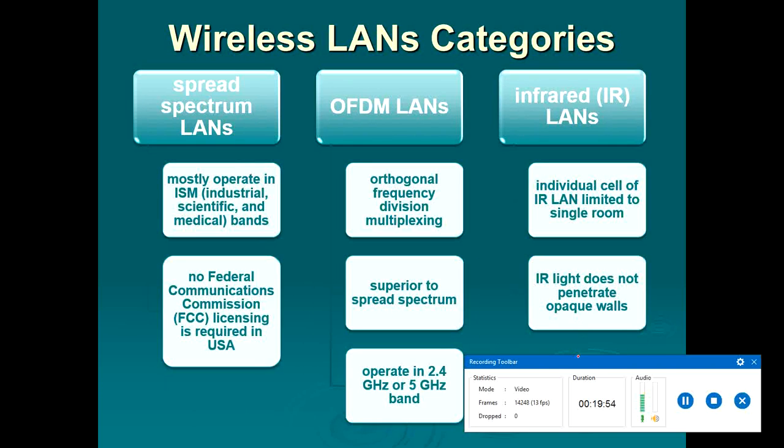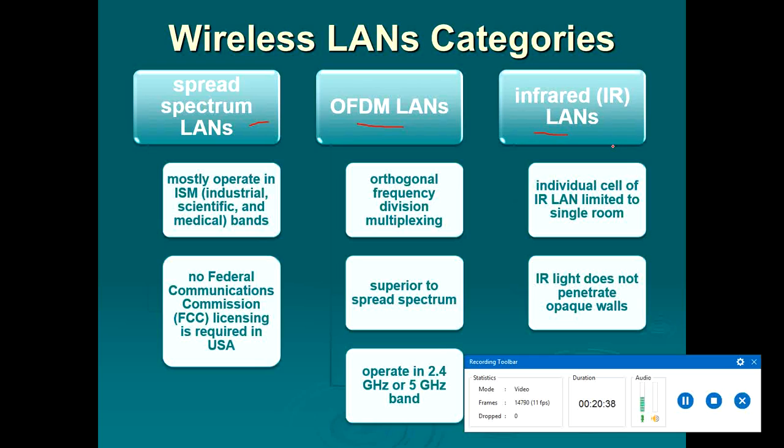Alright, now let's talk about some wireless LAN categories, which are spread spectrum, OFDM LANs and infrared LANs. Wireless LANs are generally categorized according to the transmission technique that is used, and all current wireless LAN products fall in one of the following categories. So all the wireless LANs which we have fall in one of the three categories: spread spectrum LANs, OFDM LANs, where OFDM stands for orthogonal frequency division multiplexing, and the third one is infrared LANs.